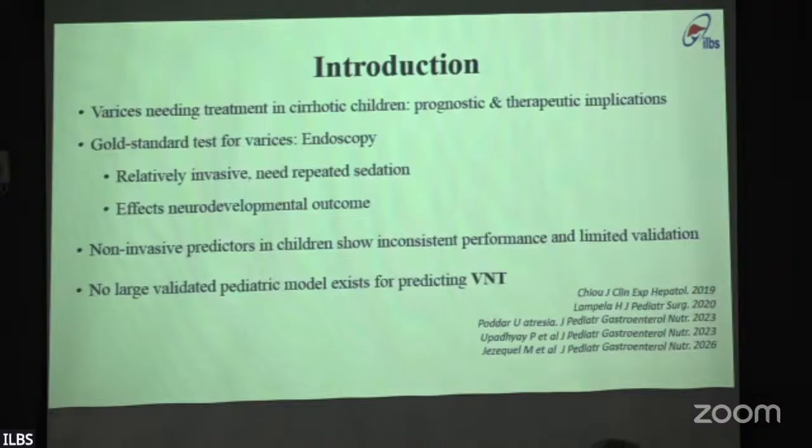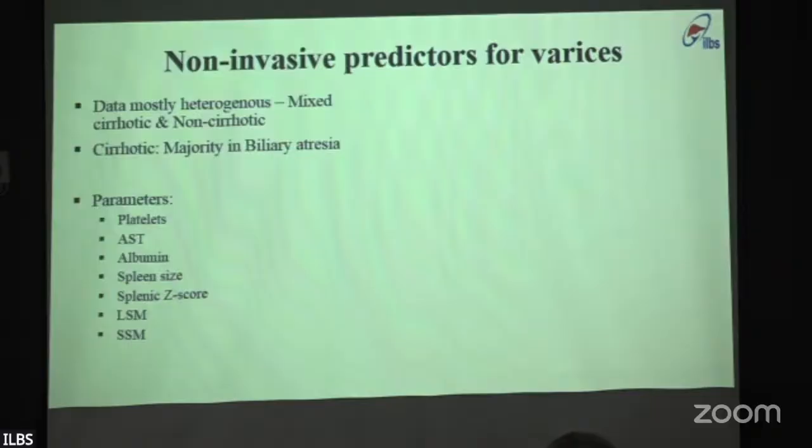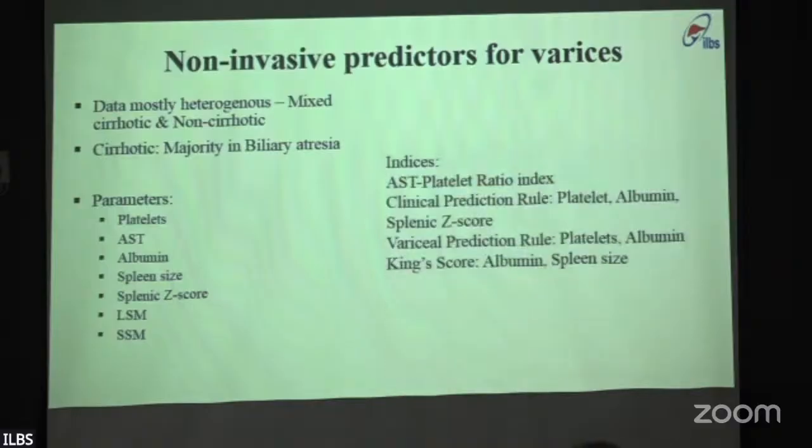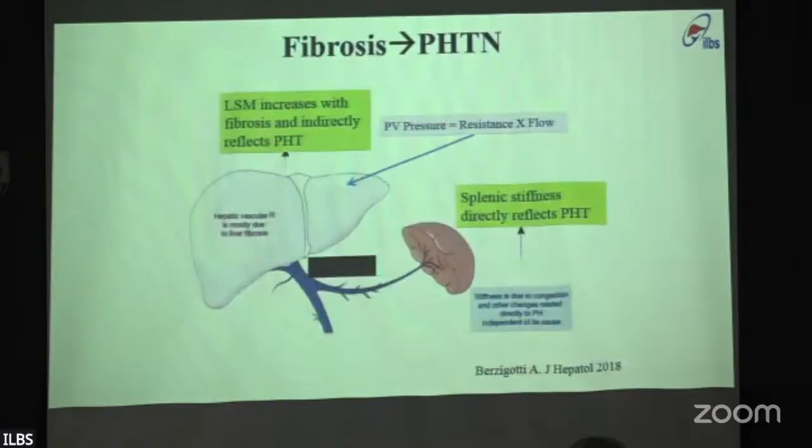Non-invasive predictors previously, as we will show, have inconsistent performance and limited validation. So the data is mostly heterogeneous, and these parameters that I have listed are used individually or in a combination in the form of indices for the prediction of varices needing treatment. And splenic stiffness is coming up as the latest marker for evaluation of the same.